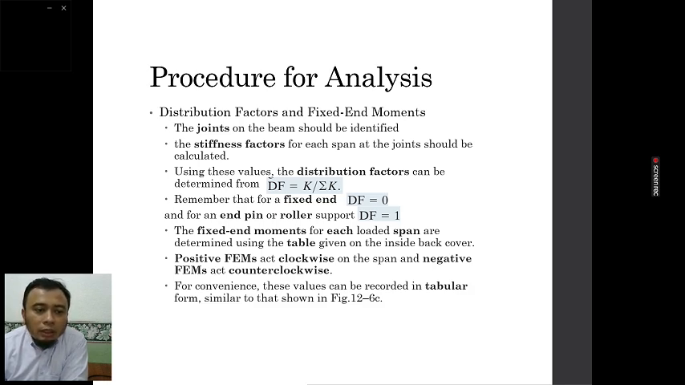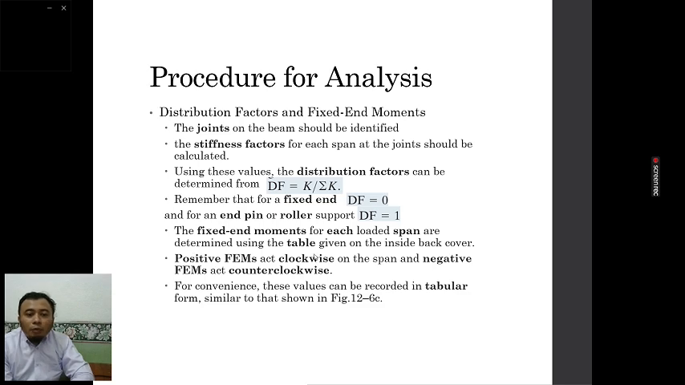But if it is in between, where you have two members and not an end pin or end roller, with the roller in the middle, then you need to calculate your dF. Next, you calculate your fixed end moments for each loaded span. I want to highlight here, loaded, because if there's no loading, there is no fixed end moment there. The moment will be distributed from the loaded span.